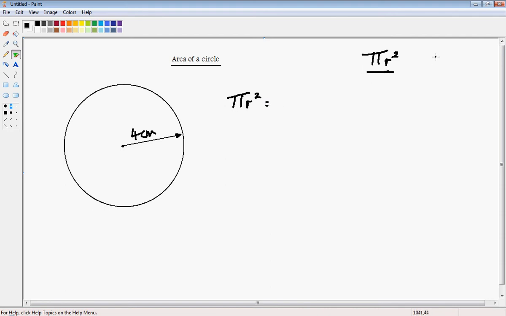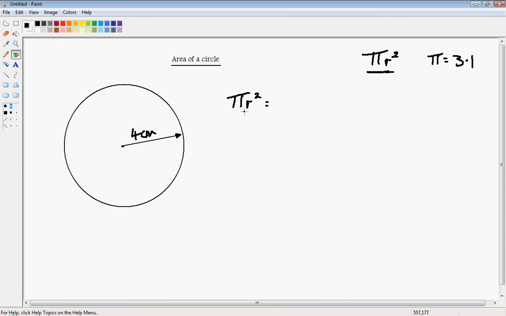Now, as with the circumference, they will give you a value for pi. So for our purposes, let's call it 3.1. Sometimes you'll use the value of the calculator. Sometimes they'll make it 3.142. But for simplicity's sake, let's go with 3.1.